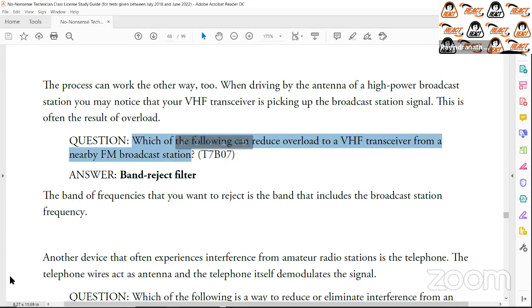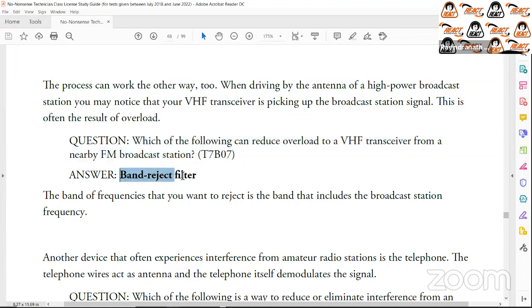Next question in the question pool. Which of the following can reduce overload to a VHF transceiver from a nearby FM broadcast station? All right, so you have your amateur radio VHF transceiver, but you are getting interference from, let's say, 95.1. Not to pick on them, but it's a good radio station. An FM broadcast station is causing interference on your VHF radio. What can you do? You can install a band reject filter on your transceiver so that it will reject that FM broadcast traffic, right?